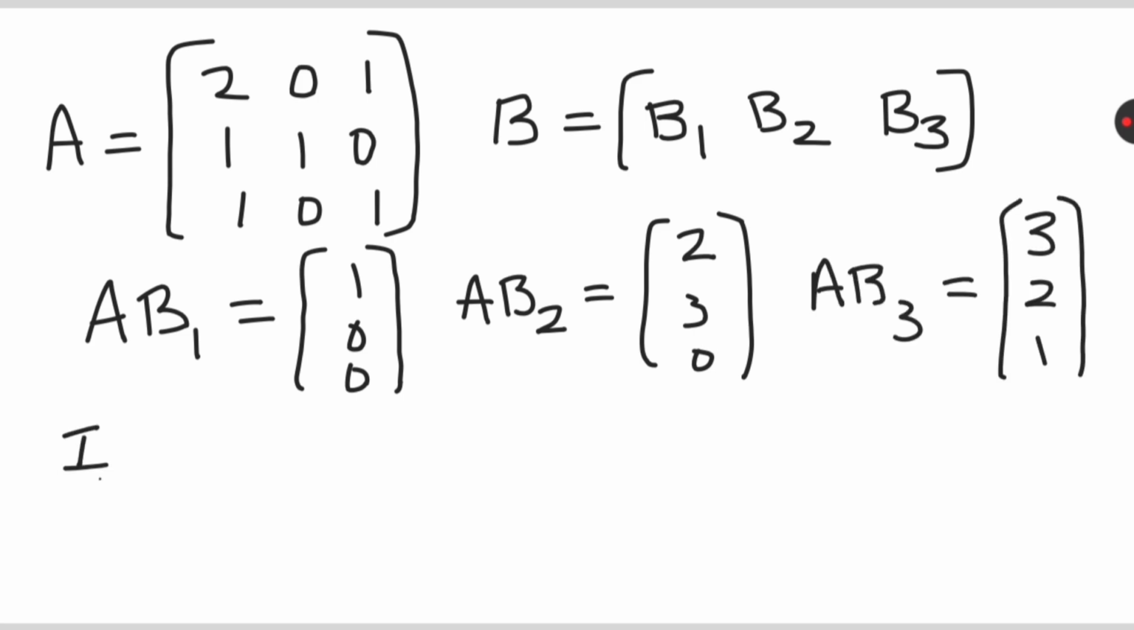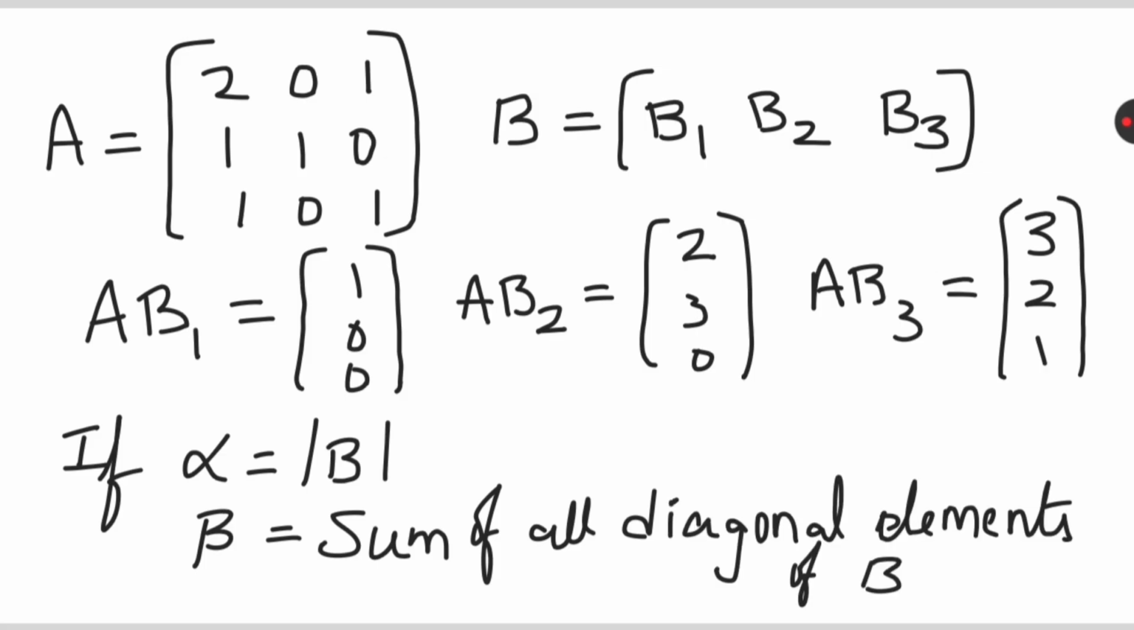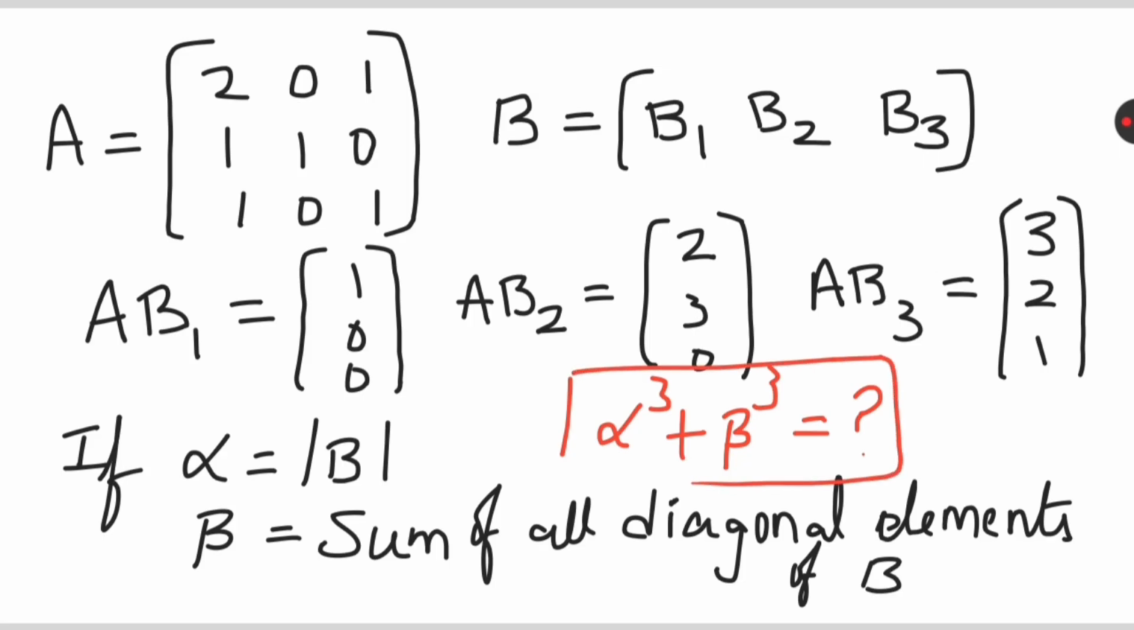If alpha equals the determinant of B and beta is the sum of all diagonal elements of B, then find the value of alpha power 3 plus beta power 3. So what's our question? We need to find alpha power 3 plus beta power 3. To find the alpha and beta values, the given condition is alpha equals determinant of B. So if you want to find alpha, you need to find B.